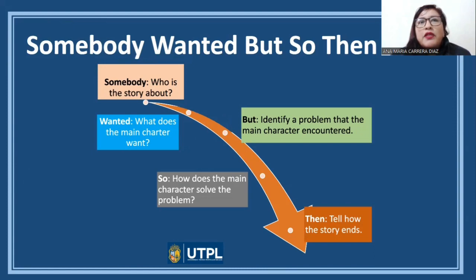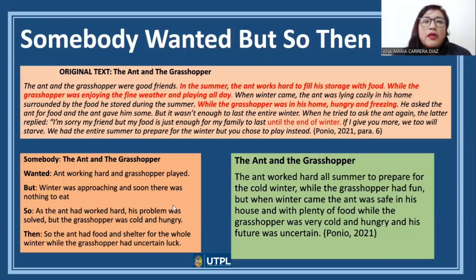Each word is the name of the strategy, as follows. Somebody: who is the story about? Wanted: what does the main character want? But: identify a problem the main character has to solve. So: how does the main character solve the problem? And then: how the story ends.